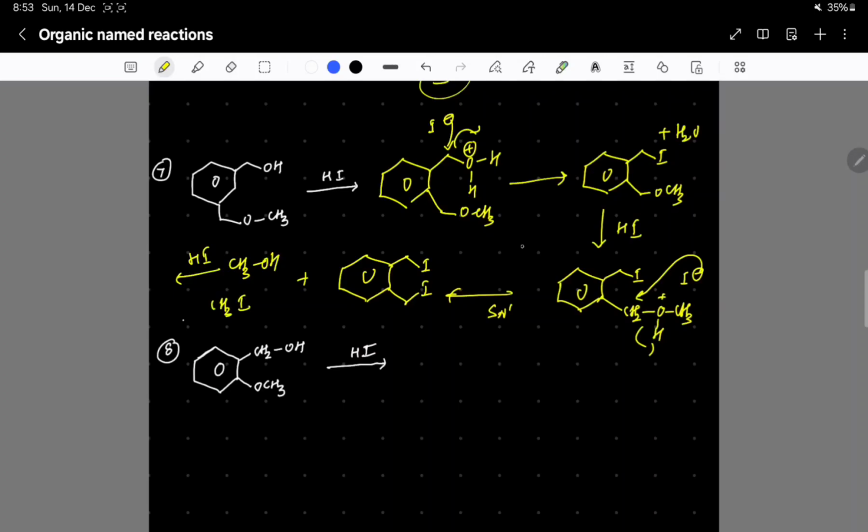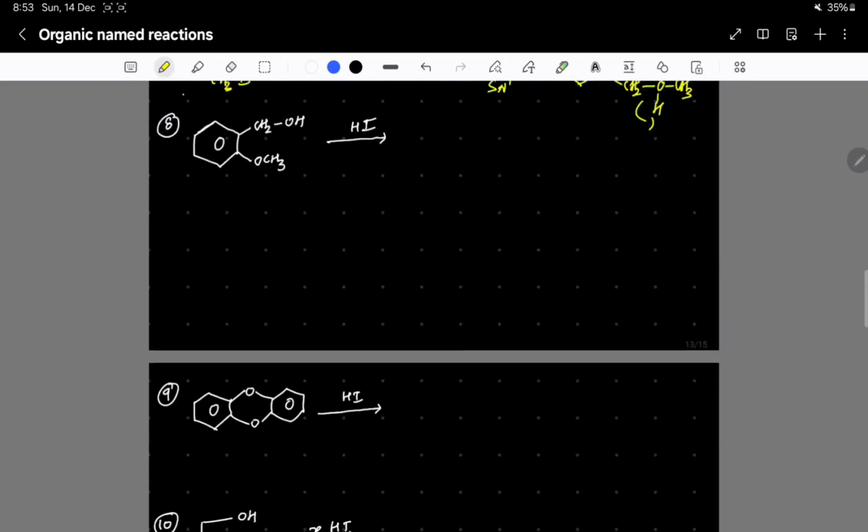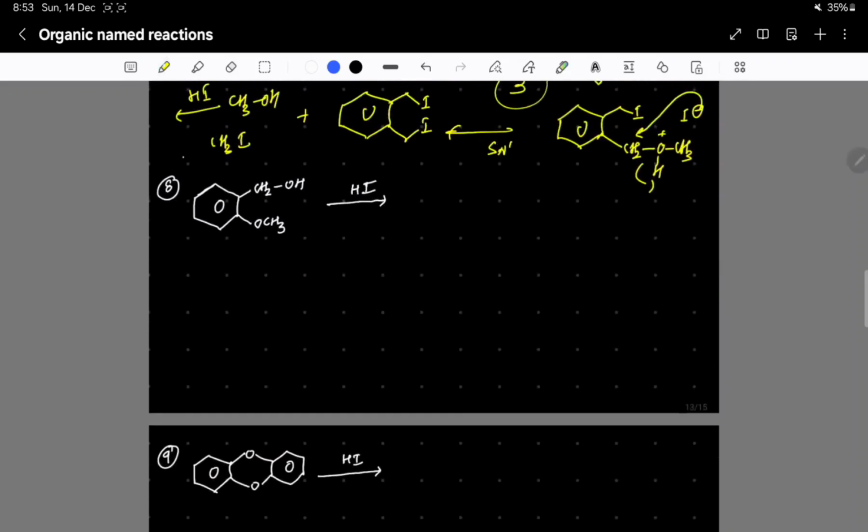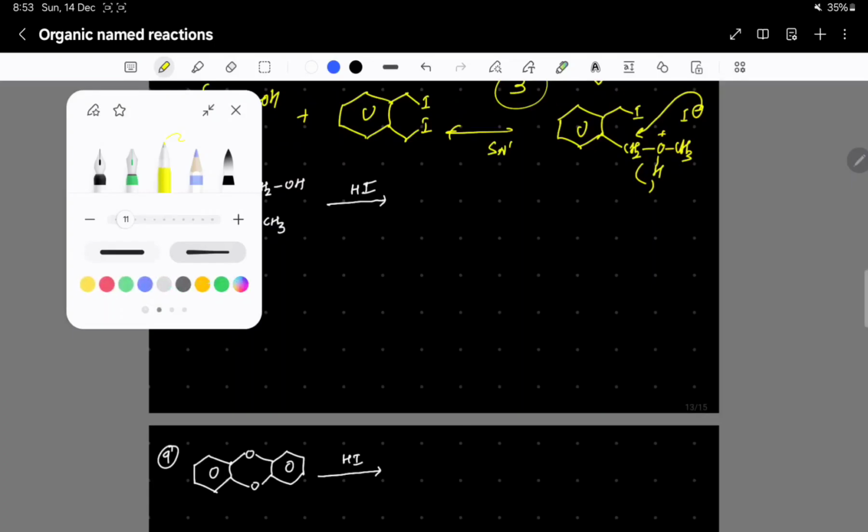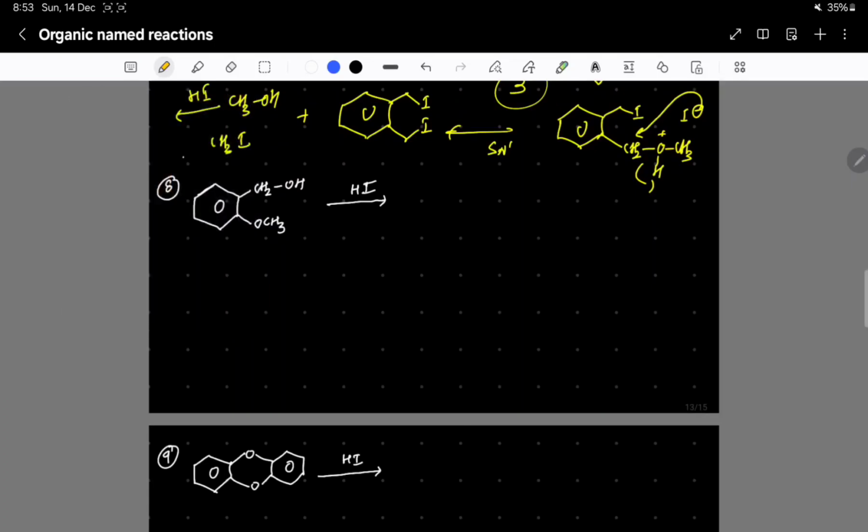Now for this particular reaction, the number of moles of HI required is 3 moles. Now look at one more example, student. Same reaction, right? Now look at this, student.